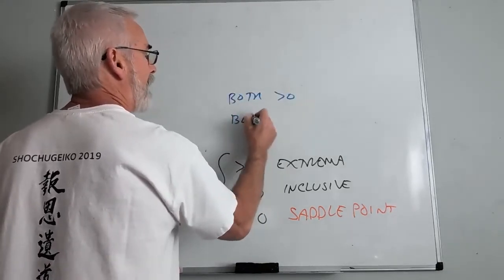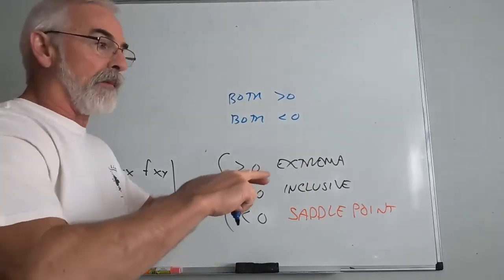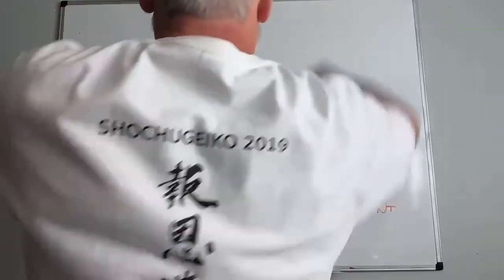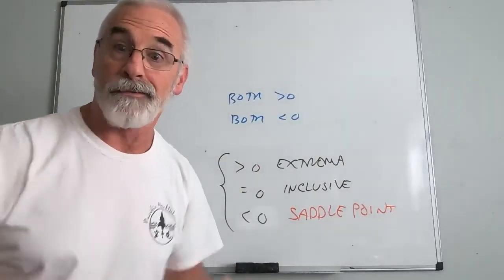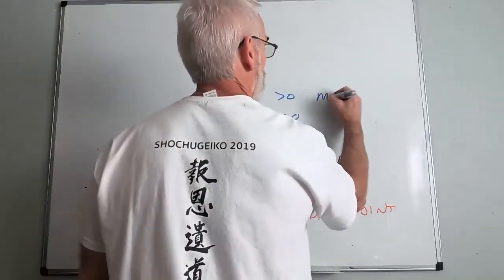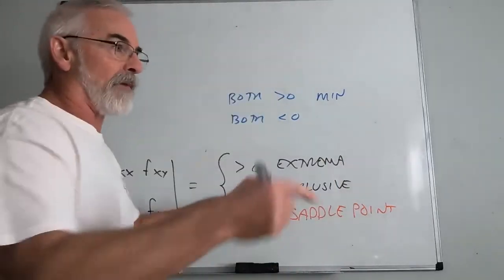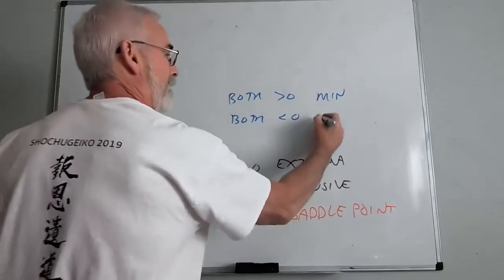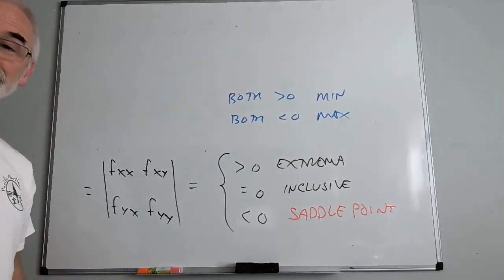or they're both negative. Well, if they're both positive, that means from all points of view, straight on from the side, from all points of view, I'm concave up. That would mean I have a minimum. If both of them are negative, then it means from all points of view, I'm concave down. I'd have a maximum. That's it.